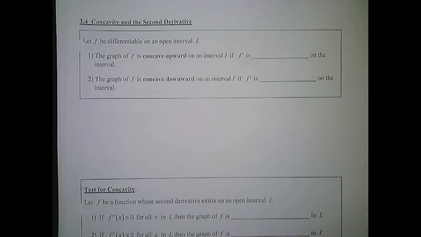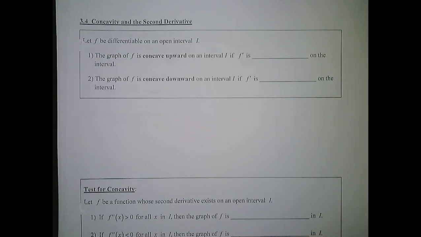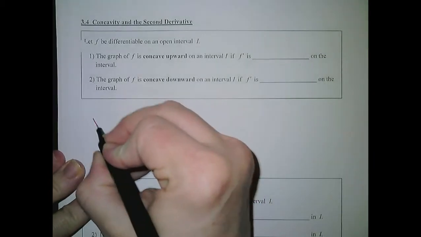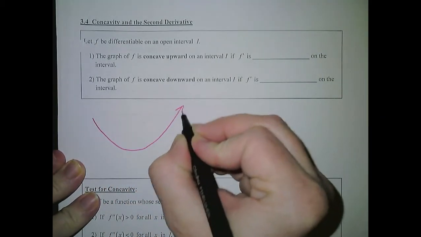So in this lesson, we'll be discussing the concavity of a function f and how that concavity is related to both the first and the second derivative. So we use concavity to describe the curvature of a graph. So when we say something's concave up or concave upward, we're saying that the graph is curved up.